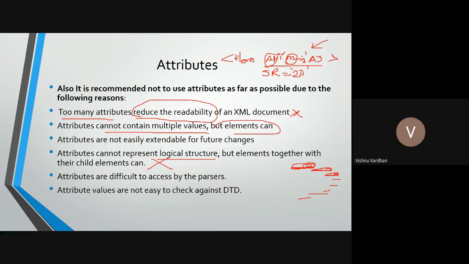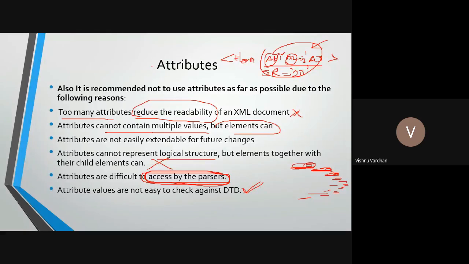This is the root element, this is the sub element, this is the nested element, again one more nested element. ऐसा आपको स्ट्रक्चर के साथ आप डिजाइन कर सकते हैं by the help of the elements. Attributes are difficult to access by the parser. So it's not difficult, but sometimes some parsers may not give that much importance to the attributes. Attribute values are not easy to check against DTD. We will see that in the practical demonstrations.